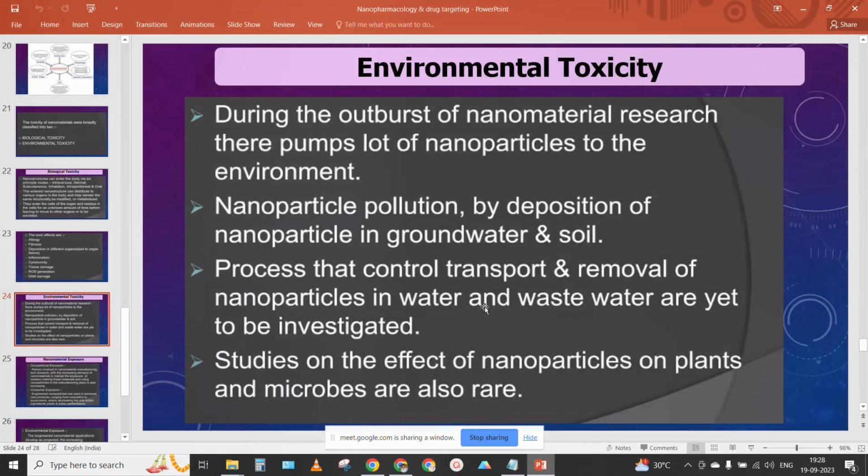And in some cases there is environmental toxicity, and for researchers and scientists working on nanomaterials and nanoparticles, occupational toxicity is there. Many times you can see nanoparticle pollution by deposition of nanoparticles in groundwater and soil. If some industries outsource the waste of the nanoparticle or nanomaterial, it will go and deposit in the ground or soil. That groundwater and the soil can be consumed by people in the local areas, which can lead to the cytotoxicity of that particular nanomaterial and nanoparticles.